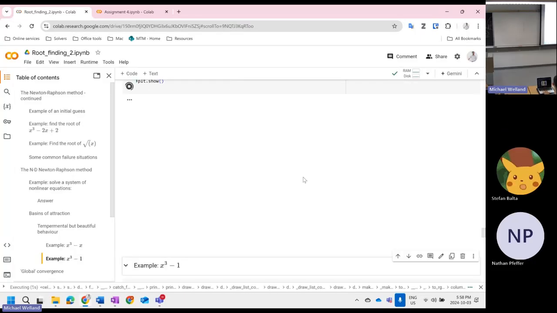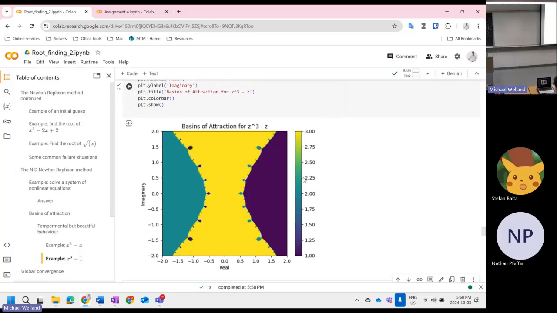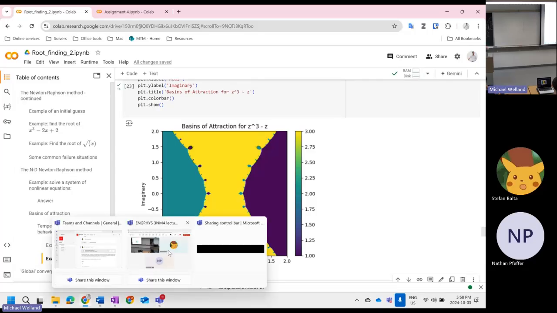And live demo. Look at that. So these are different roots that it's converging to. And what do you think these guys are? Stefan, if you're online, what do you think these guys are?